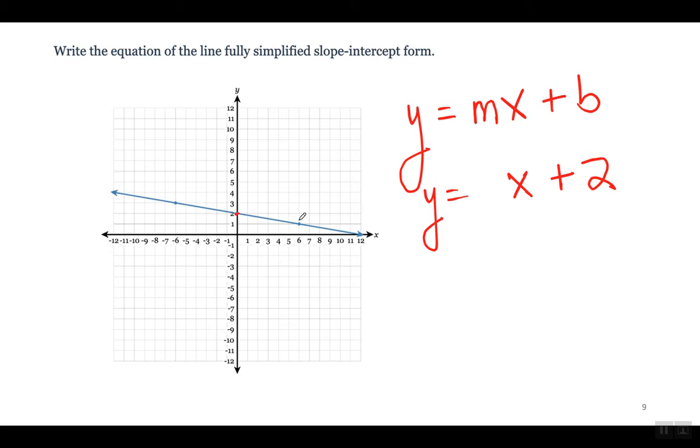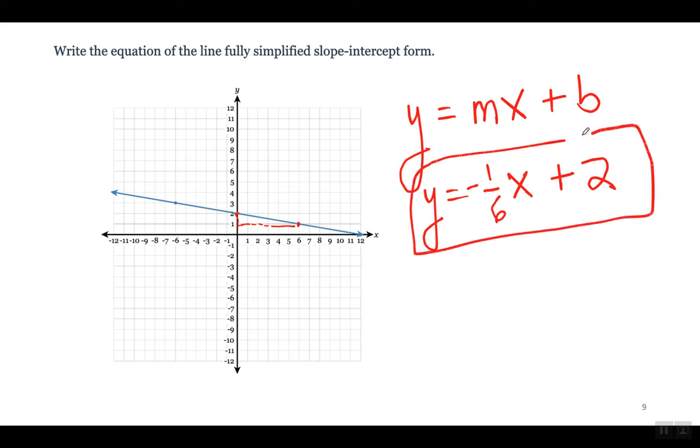The slope is going to be negative because the line is going down from left to right. If I use these 2 points, the rise is 1, and the run is going to be 6. That's already simplified, so there's my answer.